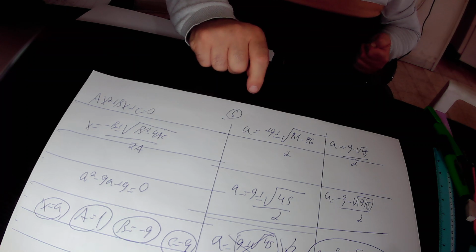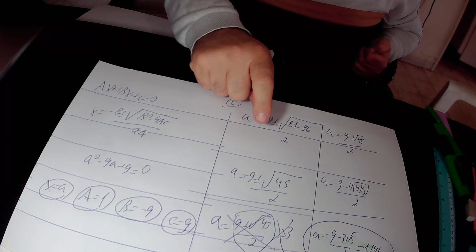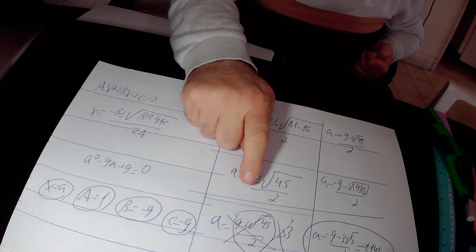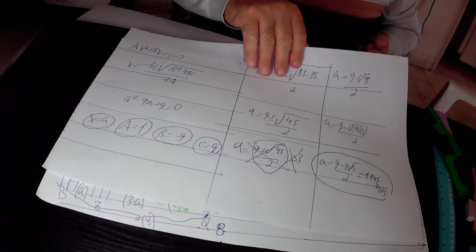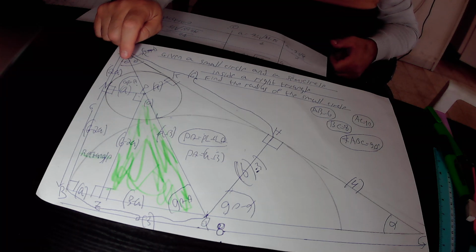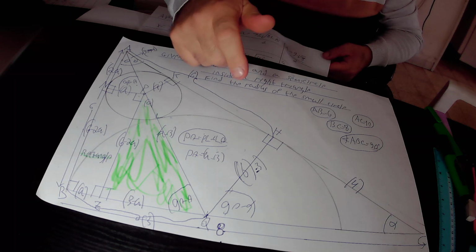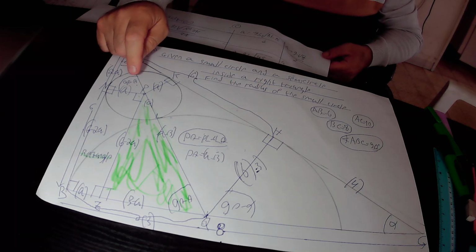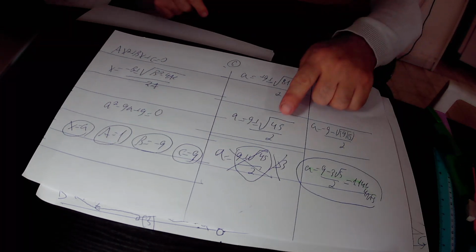So here we have two possible solutions for a. The first solution is that a equals 9 plus the root of 45, over 2. This expression is greater than 3. But the radius a of this small circle cannot be greater than 3 because the radius of the big semicircle equals 3. Therefore, the radius of this small circle must be less than 3, so this solution is not the correct solution.